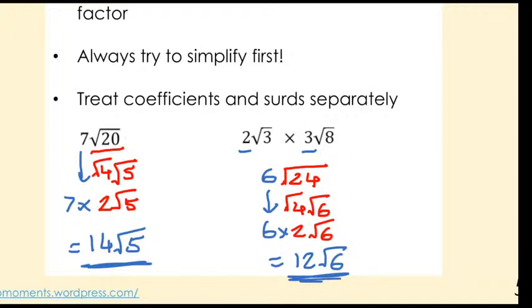Okay, I've gone straight into some quite tricky ones there, because I wanted to show you that we have to treat the numbers, or the coefficients, and the surds slightly differently, and we can treat them separately. We're going to take it back a little notch now, and we're going to do some practice of simplification, and we'll see how we go on these.